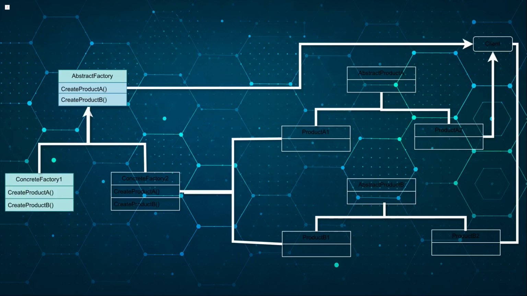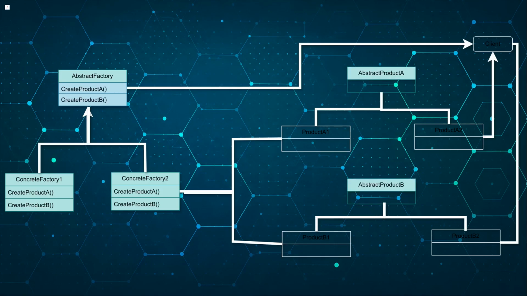Concrete factory implements operations that create concrete product objects. Creates only products belonging to a specific product family. Ensures related Python objects are used together consistently. Returns concrete products as abstract product interface.